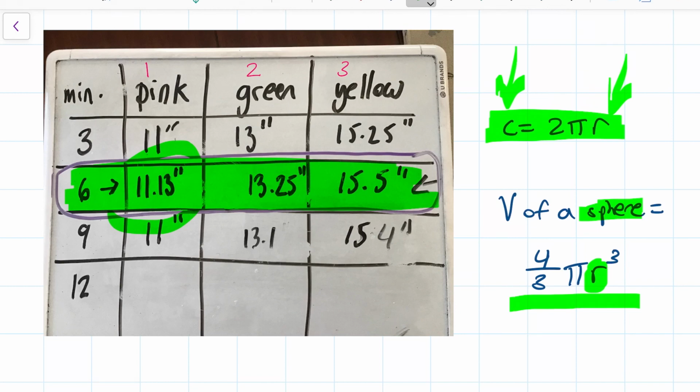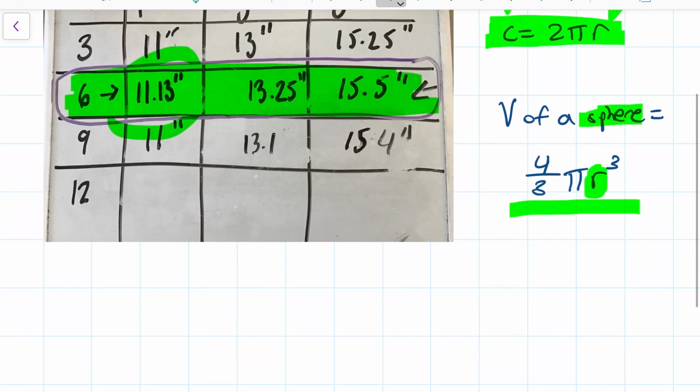You also learned that at some point in geometry, so we just need to dredge that back up in our memories. So let's go ahead and do the calculations for the pink balloon, and then I'm going to leave you to do the calculations for circumference and volume for the green and yellow balloon. Okay, so here we go. The pink balloon had a circumference of 11.13 inches.